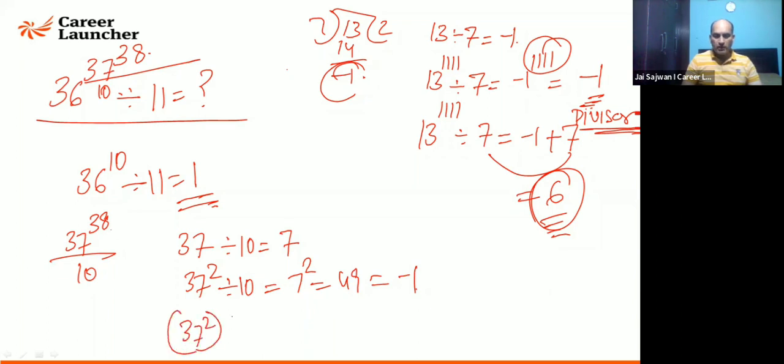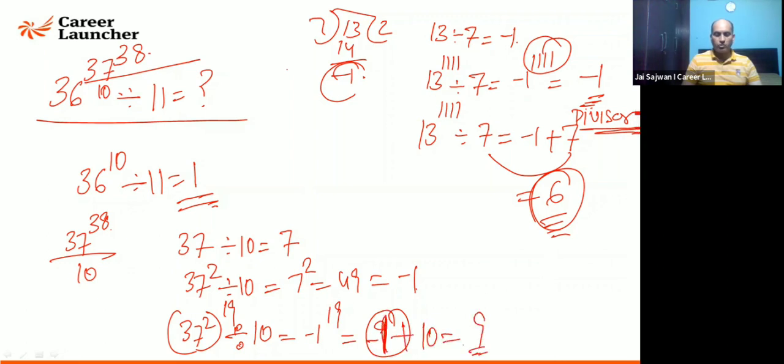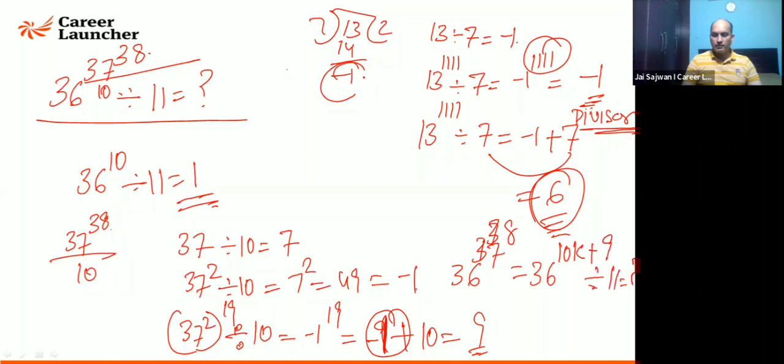I want this power to be 38. I know 37 squared to the power of 19, when divided by 10, remainder is minus 1 to the power of 19, which is minus 1. Adding the divisor to it, remainder comes out to be 9. So can I say 36 to the power of 37 to the power of 38 can be written as 36 to the power of 10k plus 9. When divided by 11, what is the remainder?